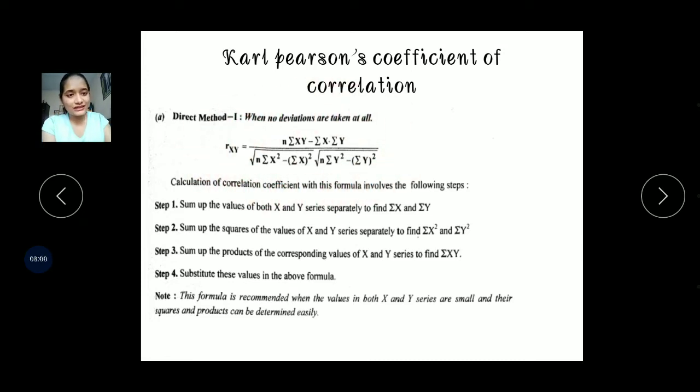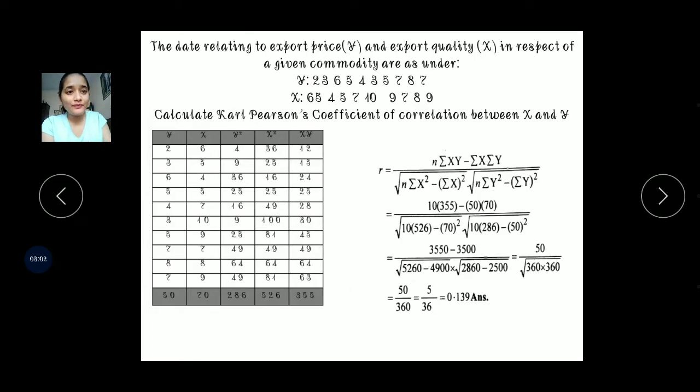Let's understand this with the help of an example. Here in this example, export price Y is given and export quality X is given. So we'll make those 5 columns: Y, X, Y square. Now what is Y square? We'll multiply Y 2 times. 2 into 2, 4, 3 into 3, 9, 6 into 6, 36, 5 into 5, 25, and so on.